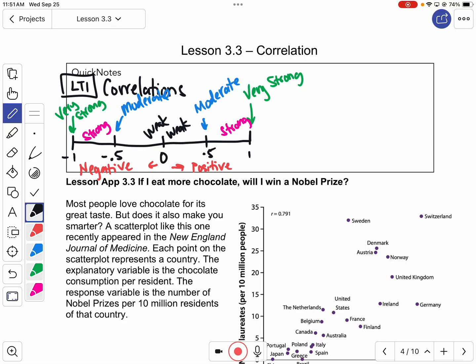And then the closer we get to 0, we'll call it weak. So just to help you with those words when we're looking at the numbers of correlation, I'm going to show you one of those here in just a second. If they ask me to interpret, here's what we're going to say.